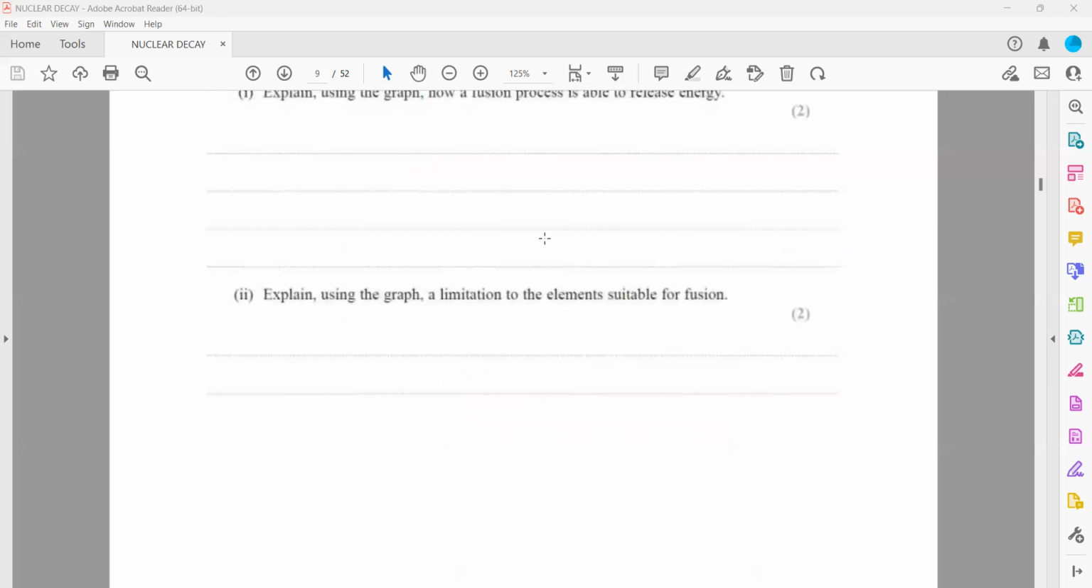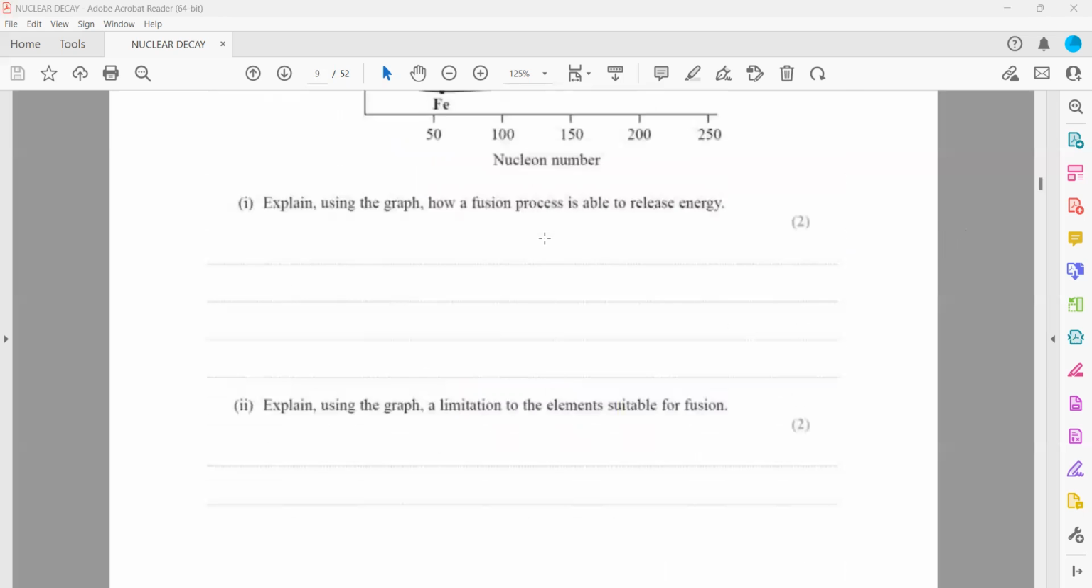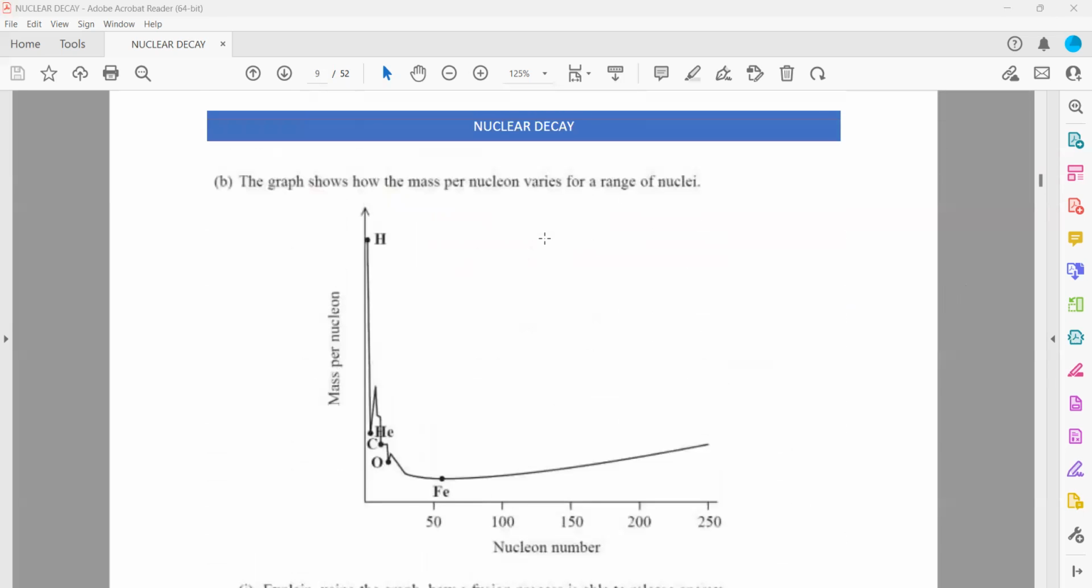Explain using the graph the limitation on the elements suitable for fusion. Here, iron is the lowest point, having the smallest mass per nucleon, so fusing nuclei more massive than iron will require energy input. We need a lot of energy. Instead, what happens when hydrogen is converted to helium? The reaction will be exothermic. It will release energy as the mass is decreasing. That extra mass will convert into energy.